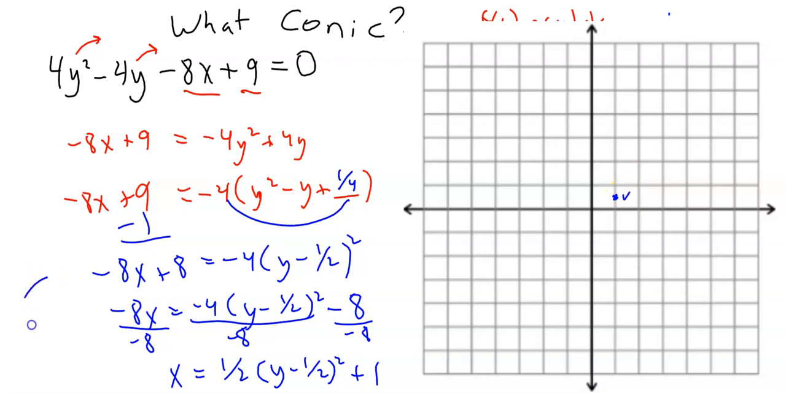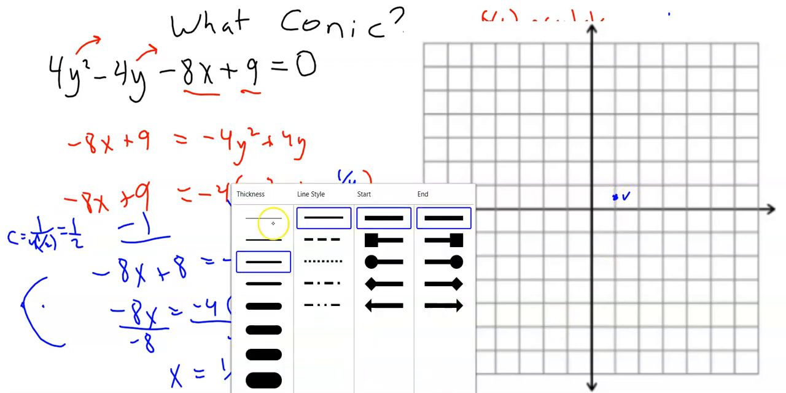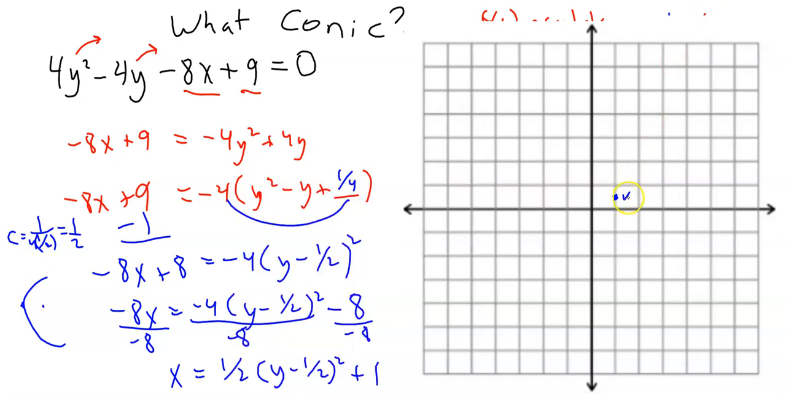It's opening to the right, which means my focus will be to the right of the vertex by a distance of c. C equals 1 over 4 times 1/2. 4 times 1/2 is 4/2, which is 2, so c is 1/2. So go 1/2 unit to the right, which is right about there. 1/2 unit to the left is my vertical asymptote at x equals 1/2. And I'll go twice that distance, so twice 1/2 is 1, so I'll go 1 unit up, 1 unit down, make my points, and then draw my parabola.